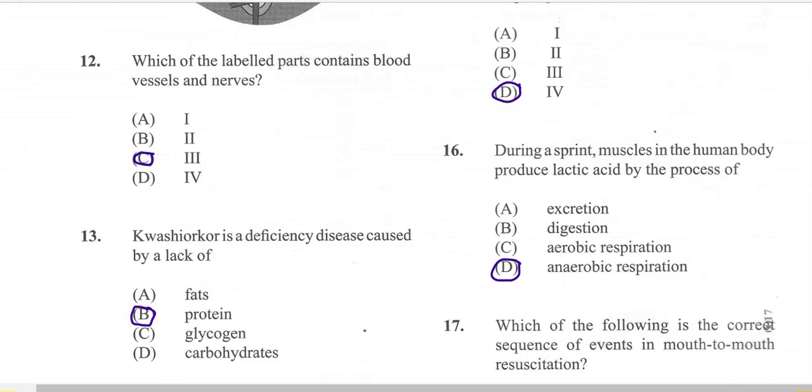Number 16. During a sprint, the muscle in the human body produces lactic acid by the process of anaerobic respiration. Lactic acid is a result of anaerobic respiration. We would have been doing aerobic respiration, but as soon as there's a production of lactic acid, we are now in the anaerobic phase of respiration. So our answer for 16 is going to be D.